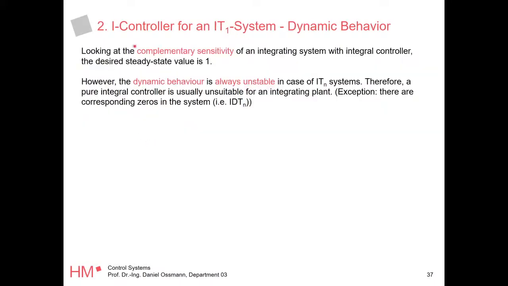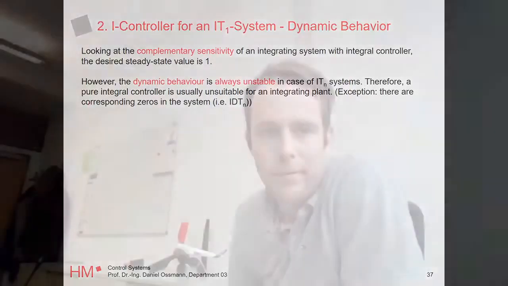So now finally, let's talk about the integral controller for an integrating system. So if you actually compute the steady state value, or if you compute the complementary sensitivity function and you do the final value theorem, you actually turn out with a value of 1. But this is wrong. Remember the final value theorem?